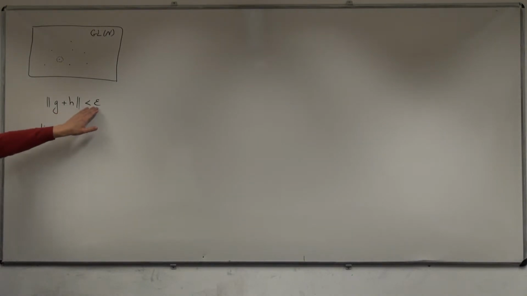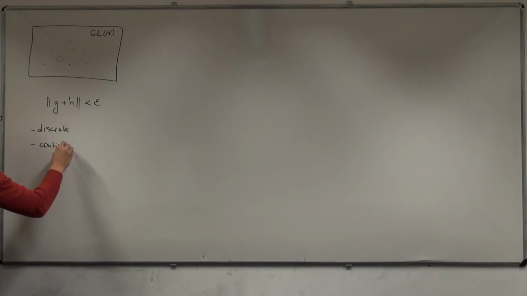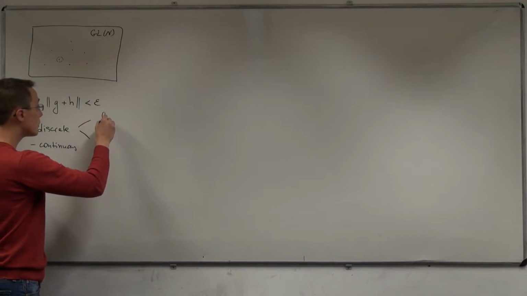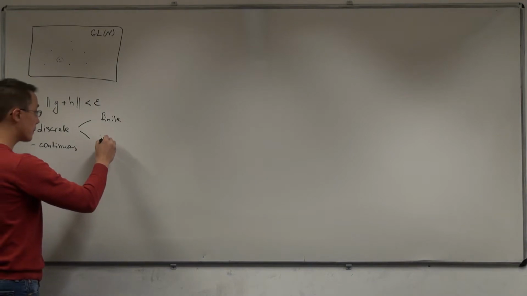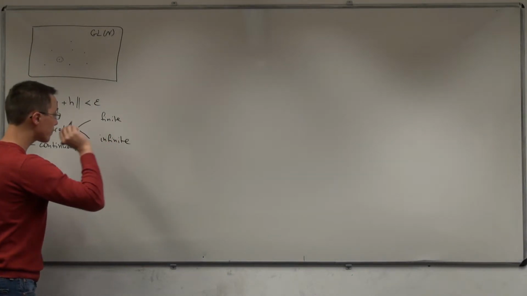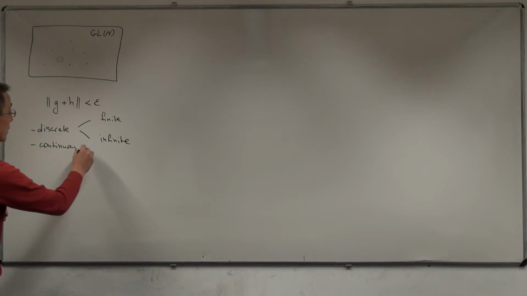But if for any value of epsilon there are still elements around a given element that do belong to the same group, the group is called continuous. Now, in the case of discrete groups, we can count them, and if there is a finite number of elements in the group, symmetry group for example, for benzene, then the group is called finite. And in the case of the countable but infinite number of elements, it's infinite. Continuous groups are obviously infinite as well.